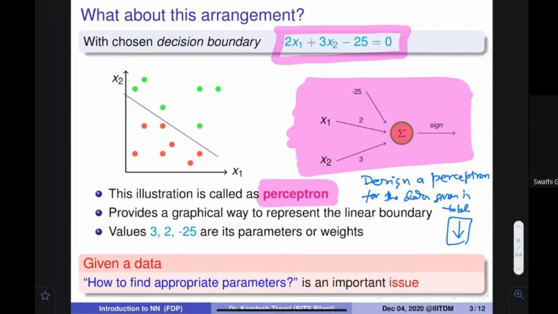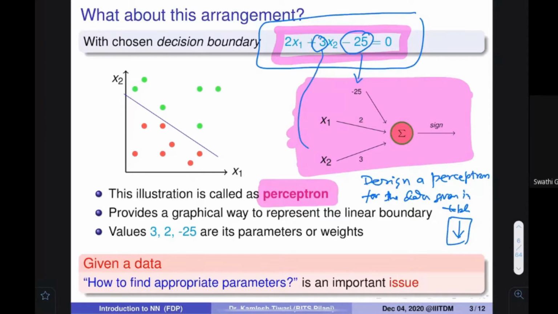Yes, because ultimately this means finding the equation of this particular line. If you can find the equation of this line, then you can put in the values, for example minus 25 is here, 3 is here, and 2 is here. So you can design a perceptron. Make sense? And perceptron is nothing more than a linear decision boundary. Now the question remains how to find the appropriate values, how to find these 2, 3 and minus 25. This is a very interesting question.